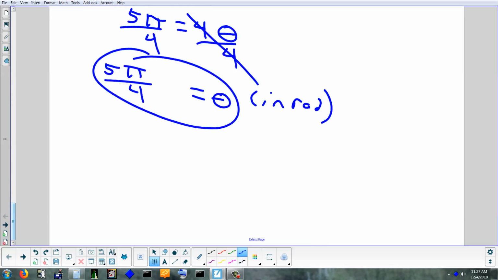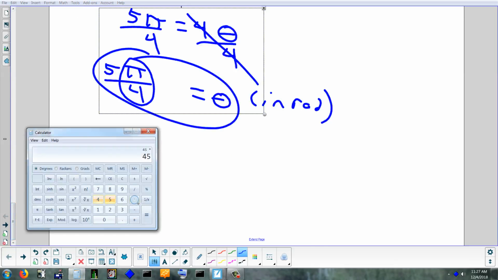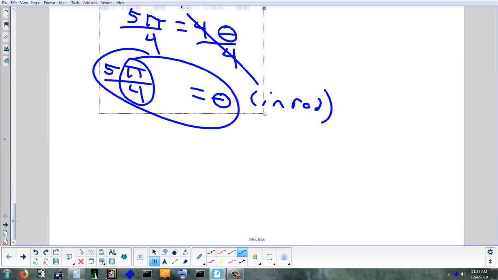Let's change it to degrees. Let's see if we can use the shortcut. Does anyone remember what pi over 4 is? That's a 45 times 5. So 45 times 5 is 225. So there's your answer, and that one's in degrees.